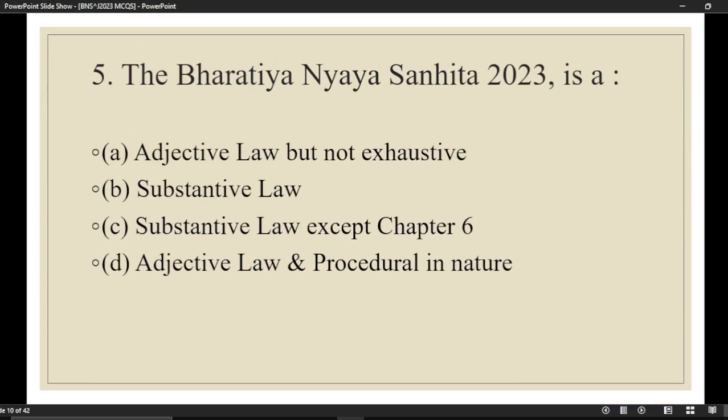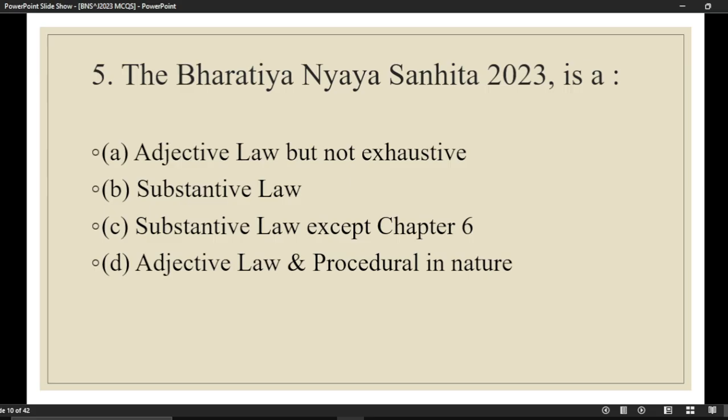Question 5. Bharatiya Nyaya Sanhita is a option A, is it an adjective law but not exhaustive? Option B, substantive law. Option C, substantive law except chapter 6. Or is it option D, adjective law and procedural in nature?